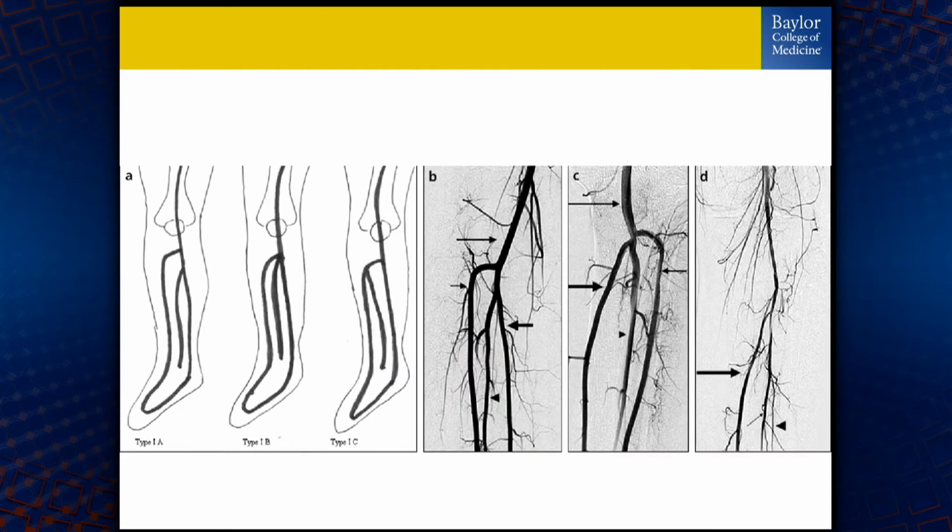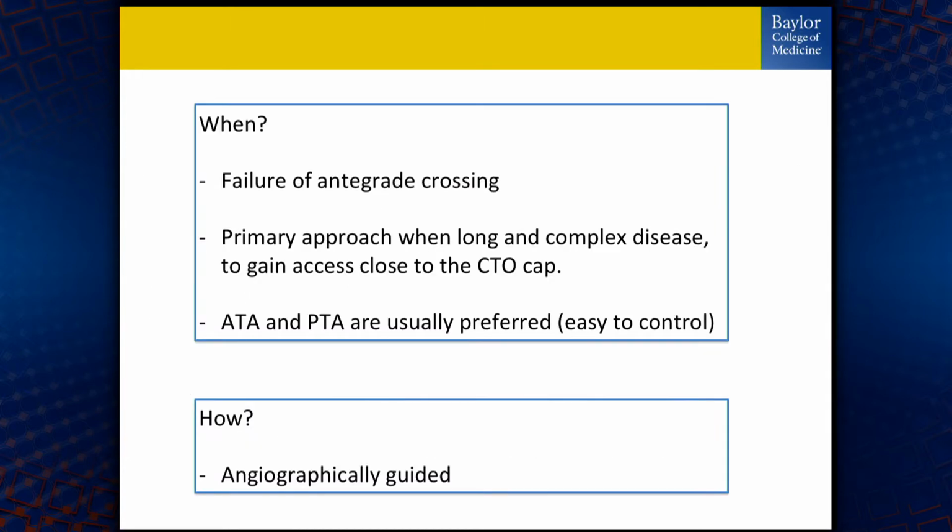And what do I mean with that? You've got to know your anatomy, and John said it really well, you've got to know your variants too. When there is failure of antegrade crossing, and also as a primary approach when there is long and complex disease, to gain access close to the CTO cap. And also if the AT and the PT are usually prepared but are not good vessels, then I go for this one. How?